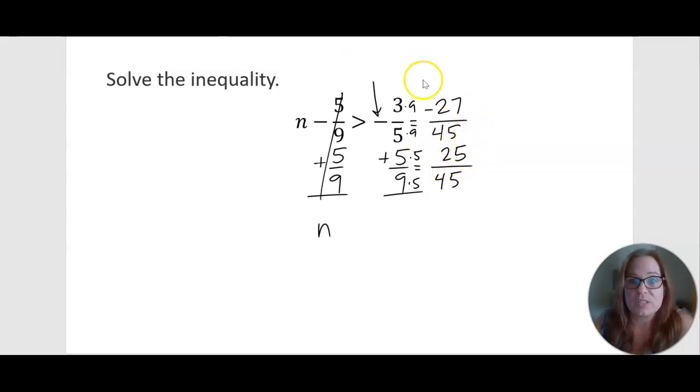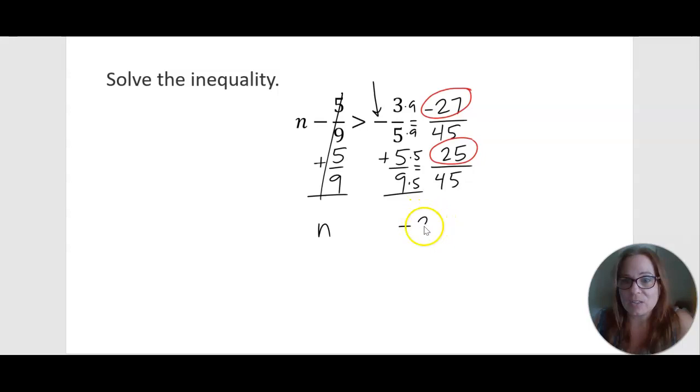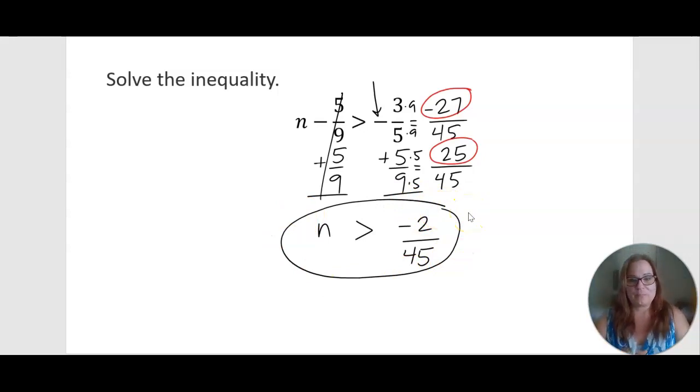So now I've just got to add negative 27 and a positive 25. So they're on opposing teams, right? 27 players on the negative team, 25 players on the positive team. The negative team will win by 2. And then I didn't multiply or divide by a negative, so the inequality stays. So that would be my solution. All right. Got a few more.